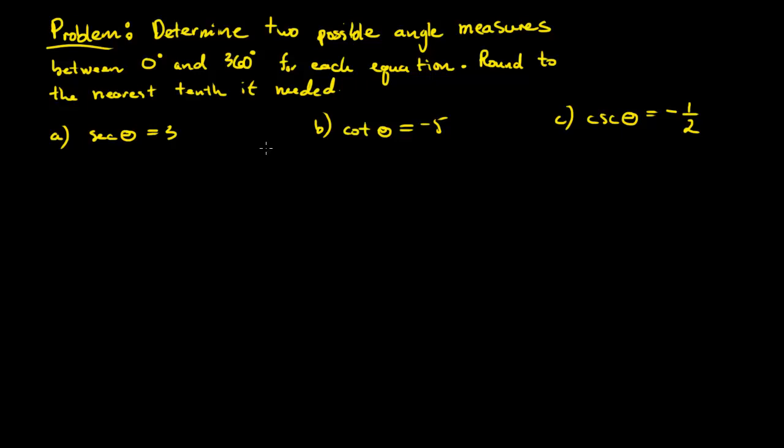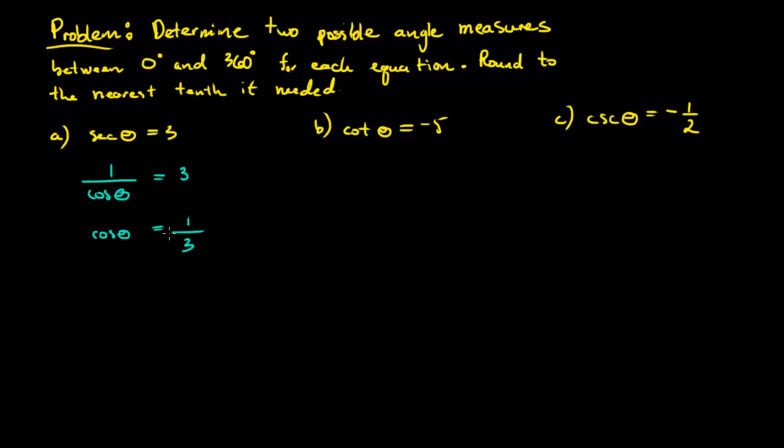In order to do this, if you go back up to the definition, secant of theta is 1 over cosine theta. So we have that 1 over cosine theta is equal to 3. Now, in order to solve for theta, we're going to take the reciprocal of both sides of this equation. And so we know that cosine theta is equal to 1 over 3. All that I did is take the reciprocal of both sides of the equation.